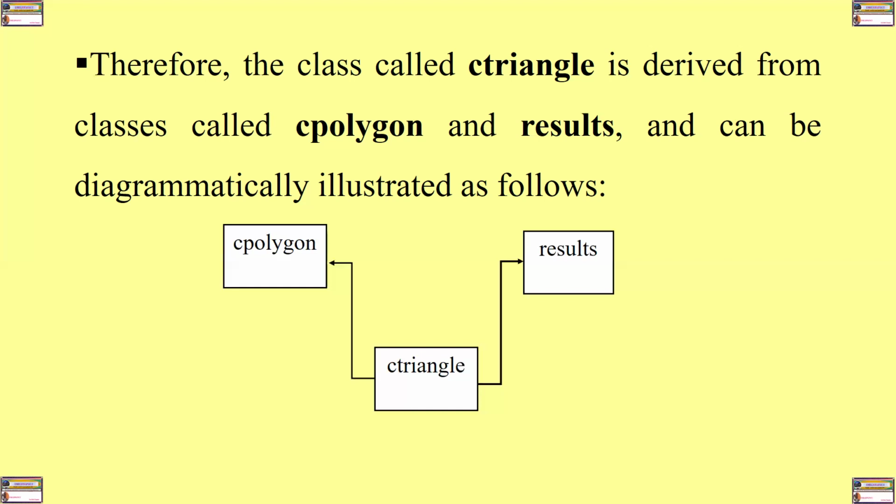So in the previous presentation, series number 37, we looked at simple inheritance, whereby a derived class was only deriving its members or inheriting its members from a single class. But in this case, we have a class called CTriangle, which is a derived class, but this class is deriving its members or inheriting its members from both the CPolygon and Results classes.